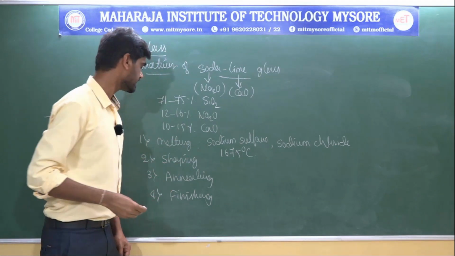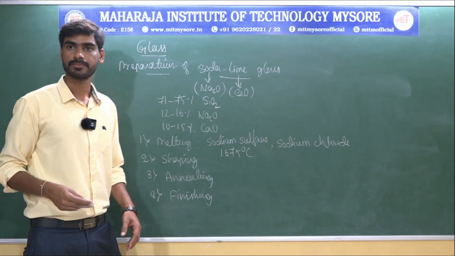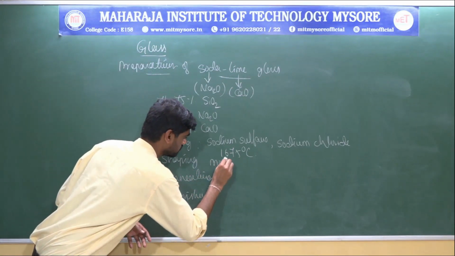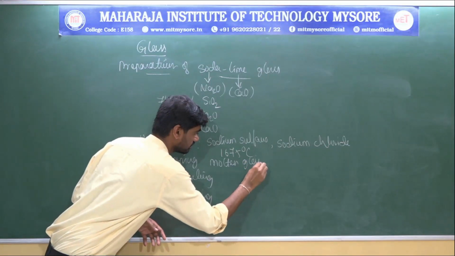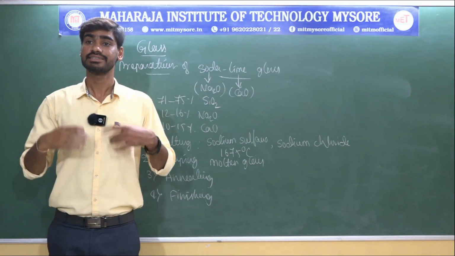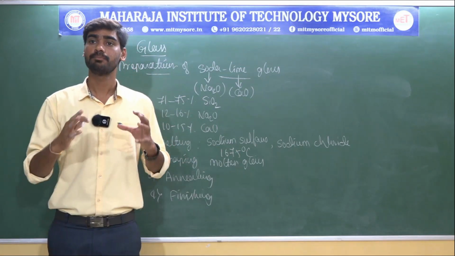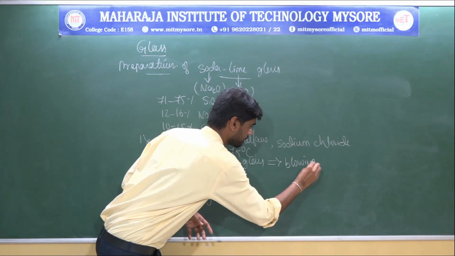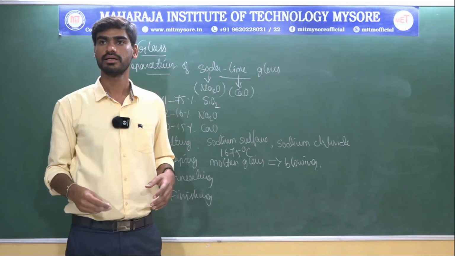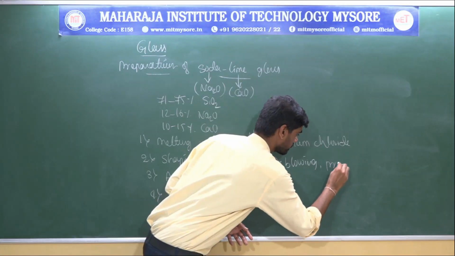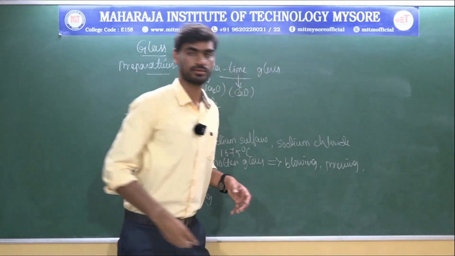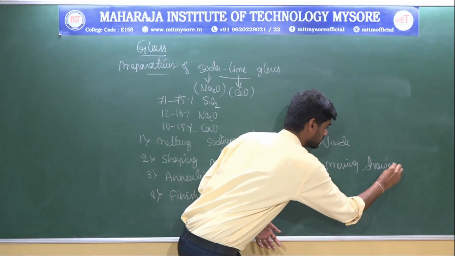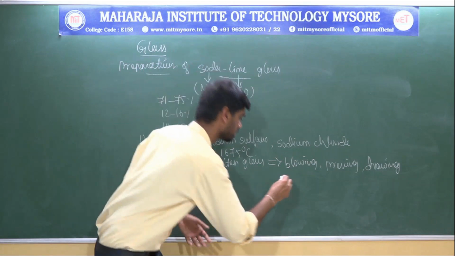When it comes to the second phase, shaping, the molten glass is shaped to the desired shape by blowing, pressing, drying and casting.